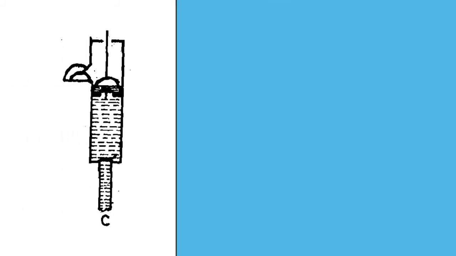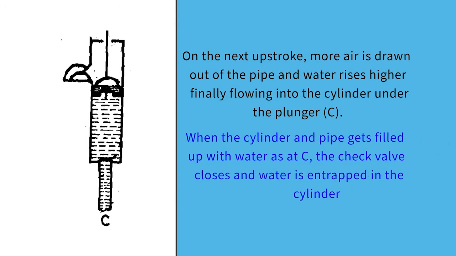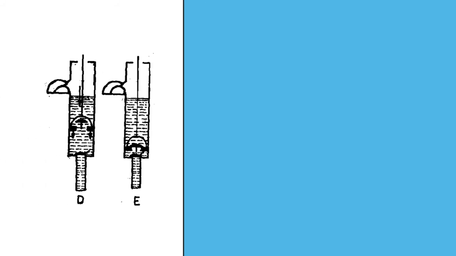Now figure C. On the next upstroke, more air is drawn out of the pipe and water rises higher, finally flowing into the cylinder under the plunger. When the cylinder and pipe get filled up with water, as shown in the figure, the check valve closes and the water is entrapped in the cylinder.